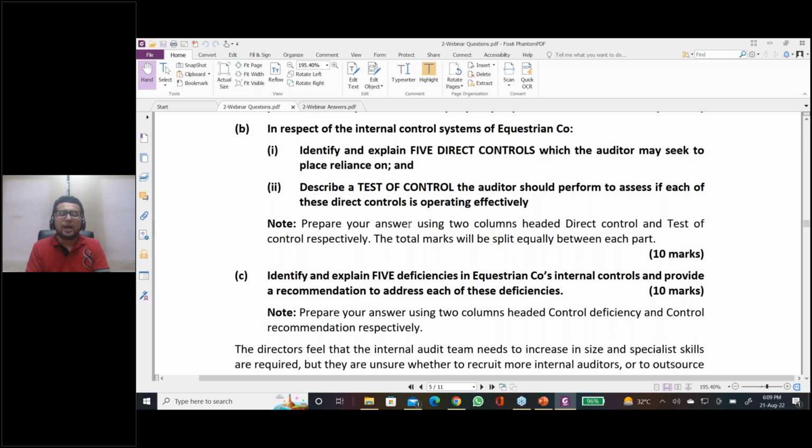Requirement number C, again from the very same question and from the very same scenario and story, you have to identify and explain 5 deficiencies. That's the opposite of direct control within the company system. And you have to provide a recommendation to counter or to overcome those deficiencies. So that's your part B and that's your part C.